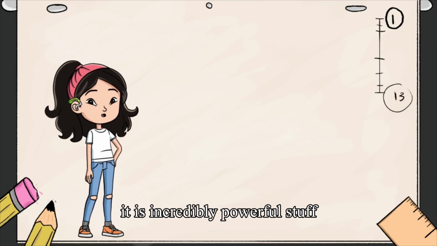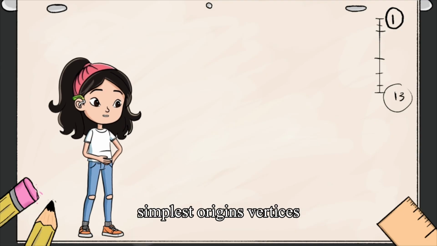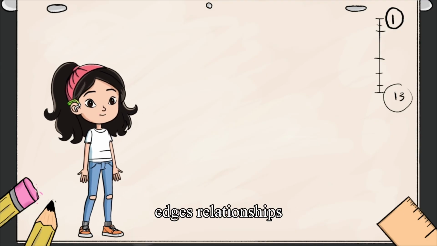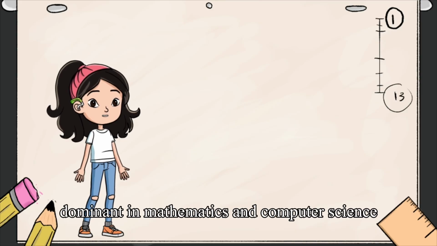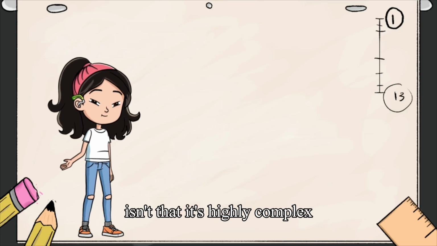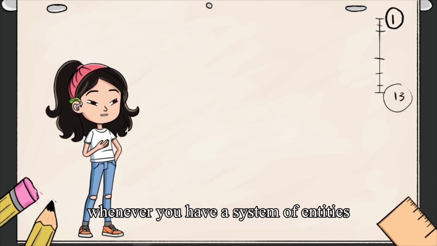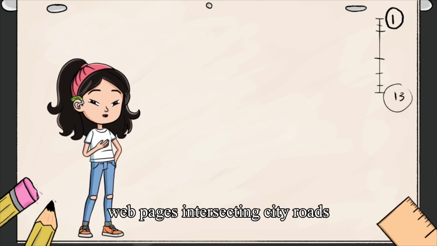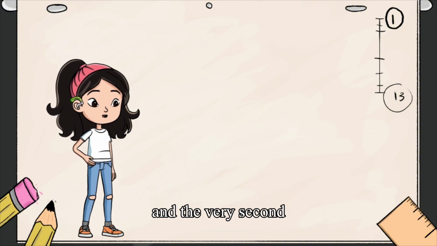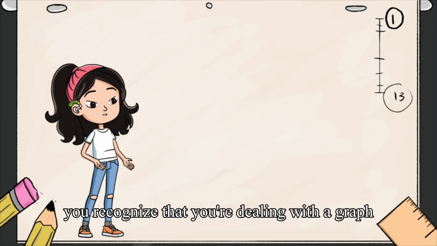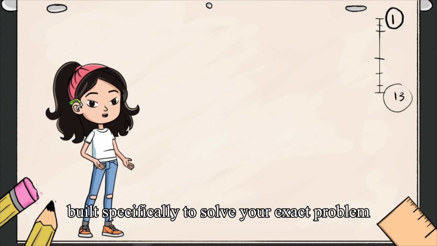It is incredibly powerful stuff, but let's bring this explainer all the way back down to its absolute simplest origins: vertices, edges, relationships. What makes graph theory so overwhelmingly dominant in mathematics and computer science isn't that it's highly complex. Not at all. It's its incredible generality. Whenever you have a system of entities that interact in some way, whether it's human beings, web pages, intersecting city roads, or microscopic proteins, you have a graph. And the very second you recognize that you're dealing with a graph, you suddenly unlock decades of brilliant mathematical tools built specifically to solve your exact problem.